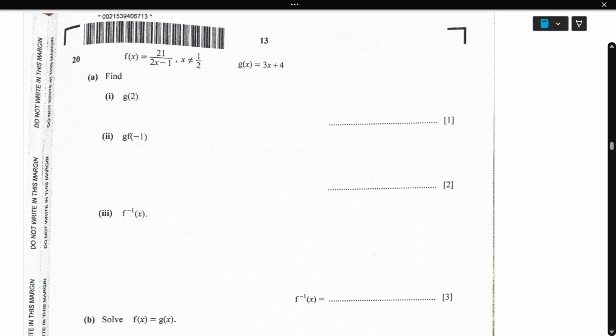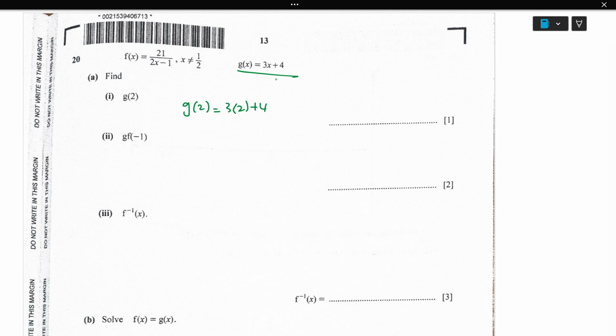Next, question number 20. f of x equals 21 over 2x minus 1. So find g of 2. So g of 2 is going to use the g function here. g of 2 equals 3 times 2 plus 4. Wherever x is there, we have to plug in 2. So 6 plus 4, which is equal to 10. So this answer is going to be 10.